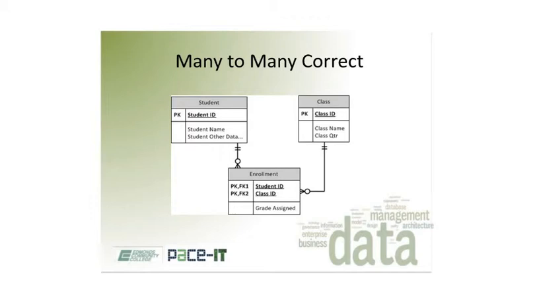And notice what we've done here. We've taken the enrollment and created a one-to-many relationship between the student and the enrollment, and again, another one-to-many relationship between the class and the enrollment. So this breaks down into a set of one-to-many relationships.